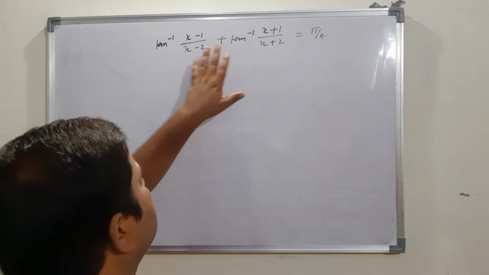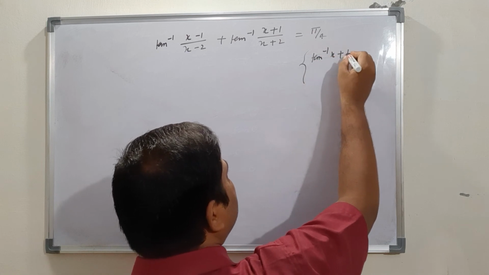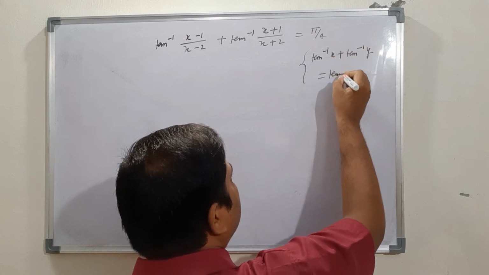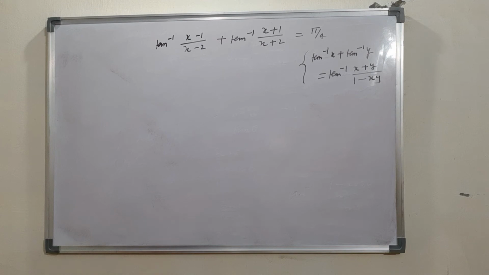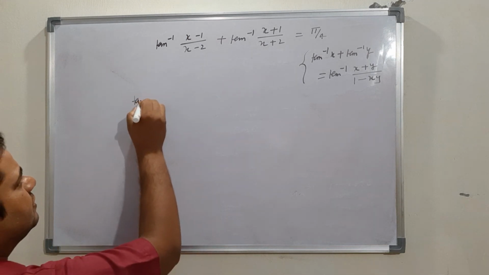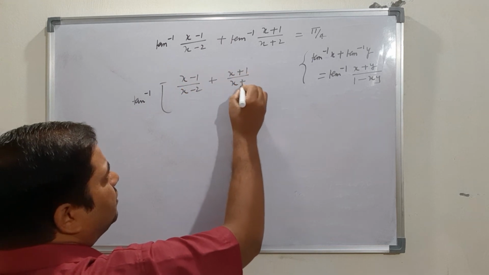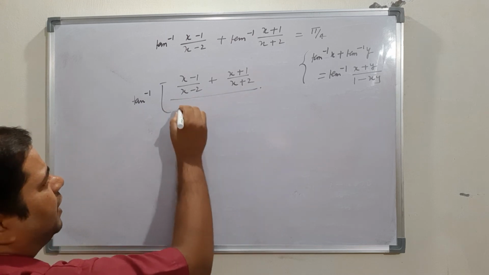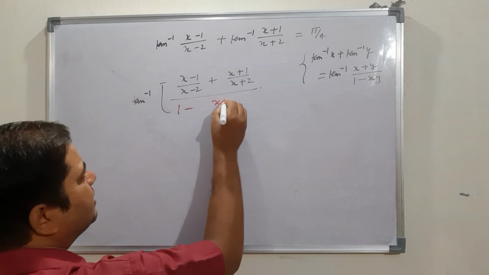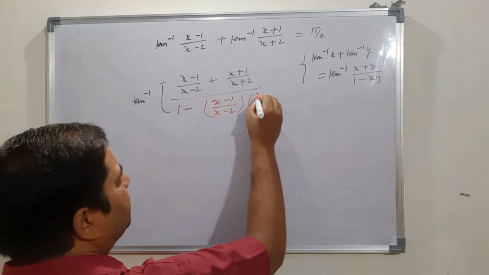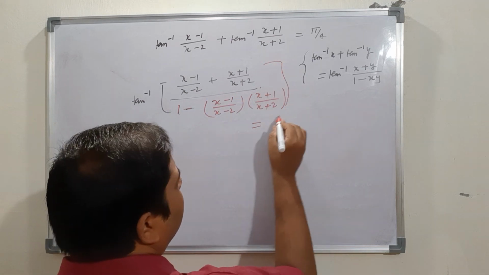For that, use the formula: tan inverse x plus tan inverse y is equal to tan inverse of (x plus y) upon (1 minus xy). So what you will get? You will get tan inverse of [(x minus 1) upon (x minus 2) plus (x plus 1) upon (x plus 2)] divided by [1 minus (x minus 1) upon (x minus 2) into (x plus 1) upon (x plus 2)], and this is equal to pi by 4.